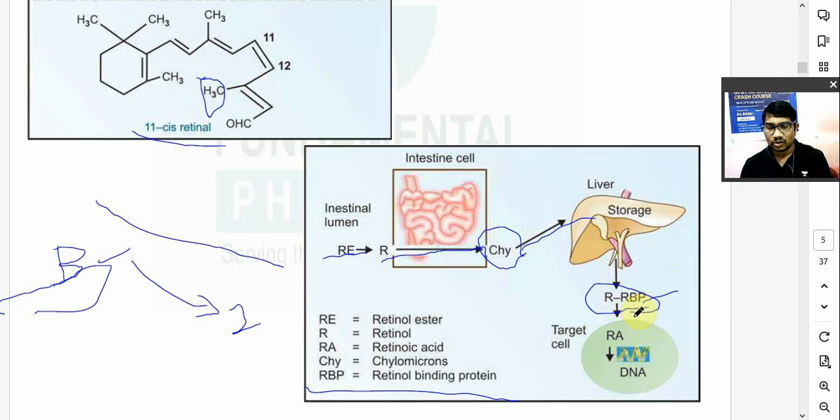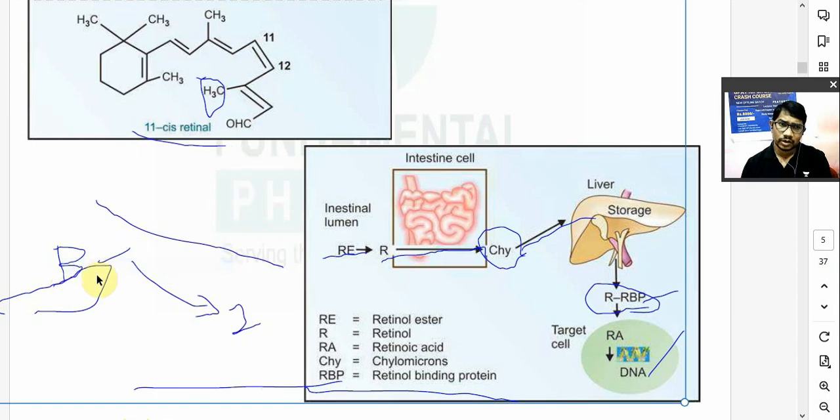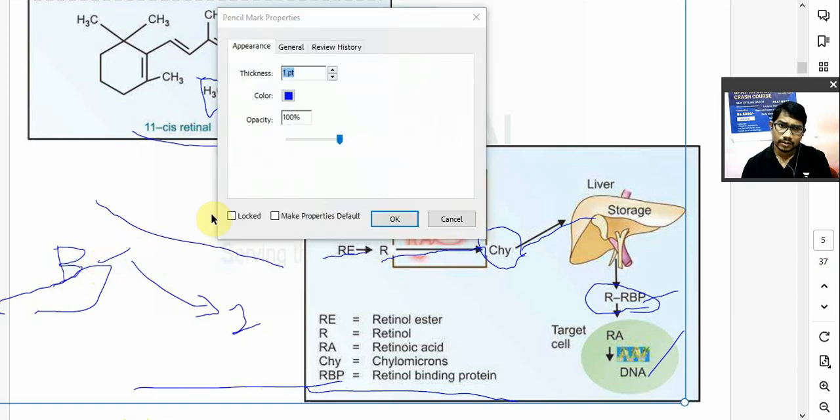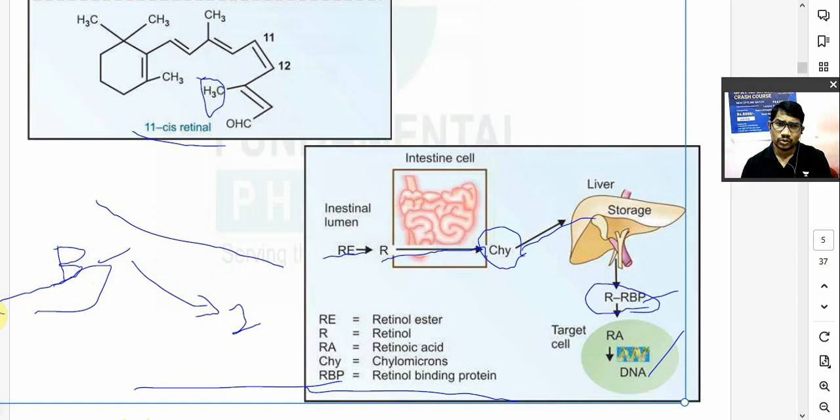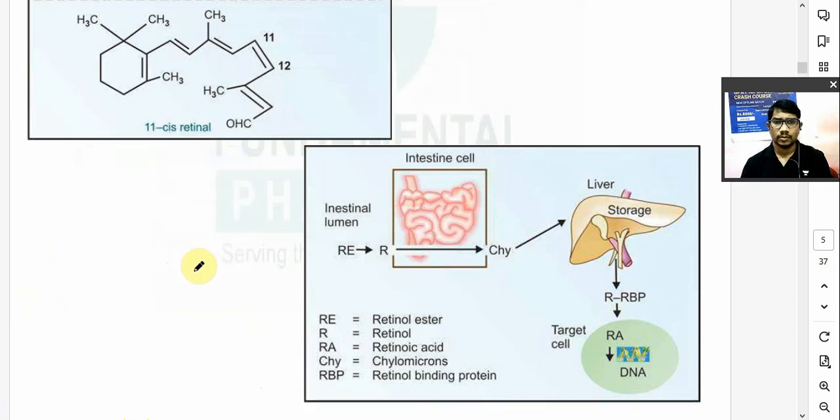Next is the important points and biological role of vitamin A. In plants, vitamin A is found in the form of beta carotene. Beta carotene in the plant is known as provitamin A. We call it provitamin A. Each molecule of beta carotene will give you two molecules of vitamin A. After the hydrolysis of provitamin A, you will get two vitamin A.